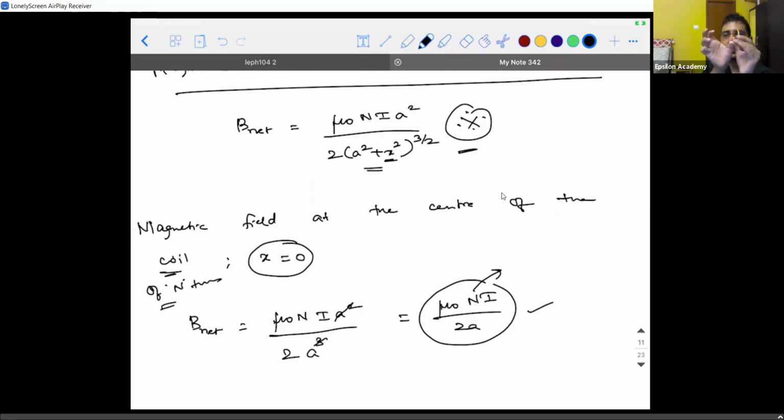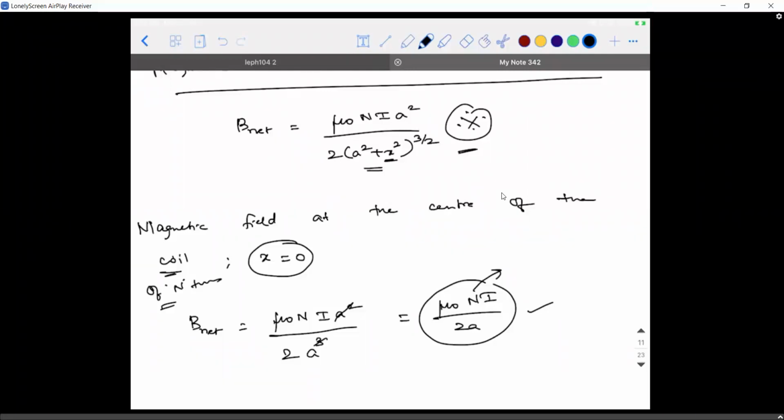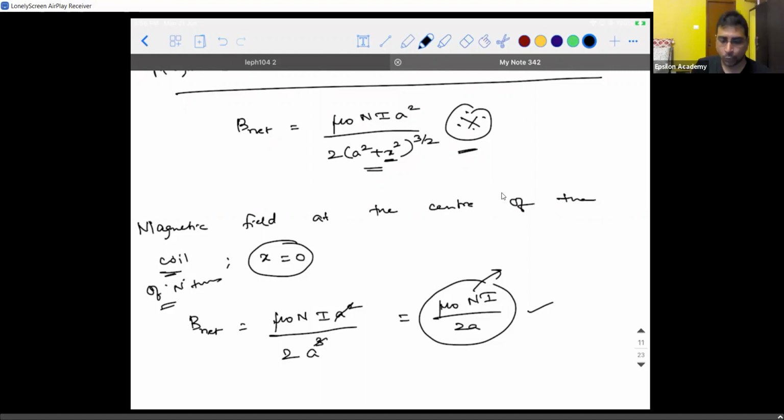See, the distance here is x. So when the point P keeps moving closer, the value of x is going to decrease. When the point P is exactly reaching the center, the value of x is 0. That is it. So that is why it is mu naught into N into I divided by 2 into a.